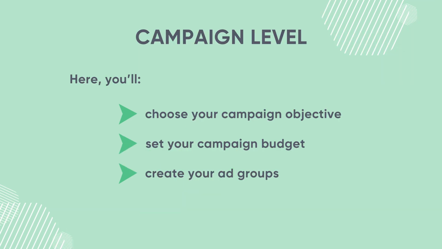The campaign level is where everything begins. When creating a campaign, the first thing you'll do is choose your campaign objective. This could be anything from driving app installs to increasing traffic or generating conversions. Once you've selected your objective, you'll also set your campaign budget, which could be daily, lifetime, or unlimited. After setting your budget, you'll move on to creating your ad groups. A campaign can contain multiple ad groups. These groups allow you to fine-tune your target and budget allocation for each set of ads.